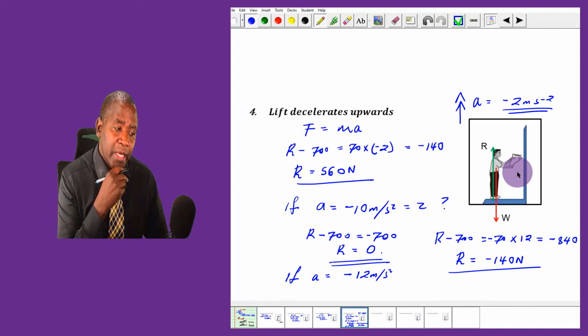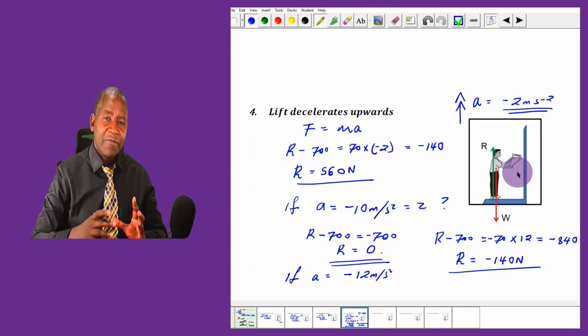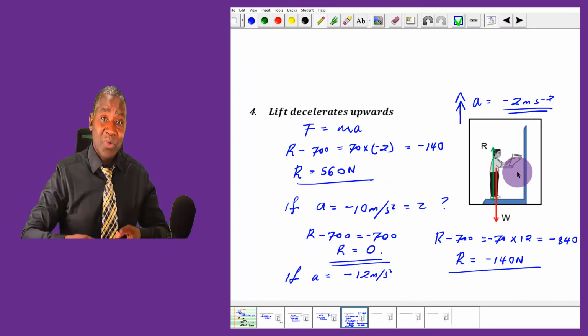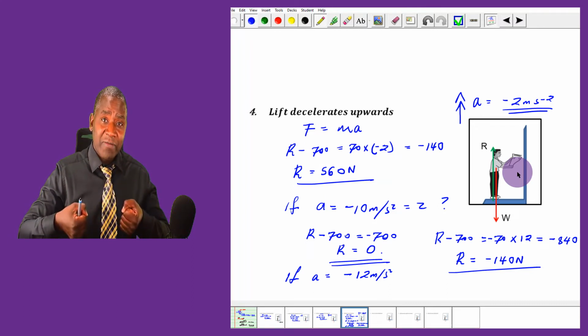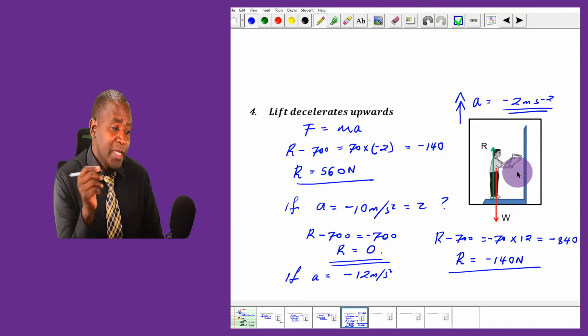But if you are physically attached to the floor, like for example, you can just imagine a funny situation where you have been glued to the floor, you will tend to pull the floor upwards. That is what will happen. And if it is calibrated to read negative values, it will read negative 140 newtons.